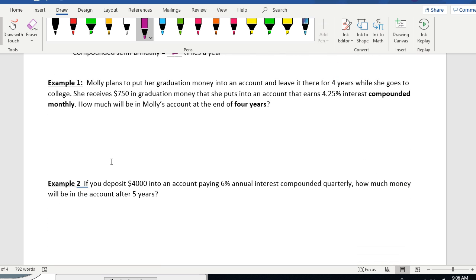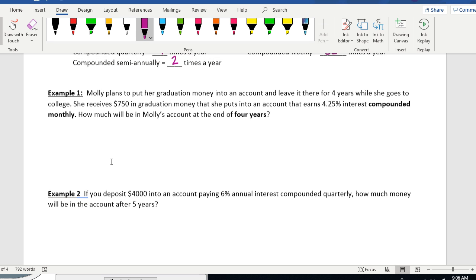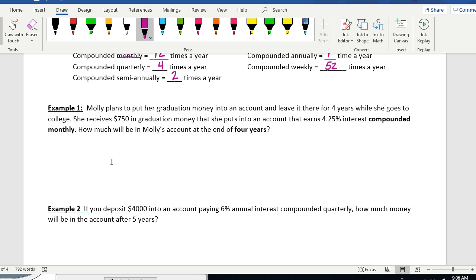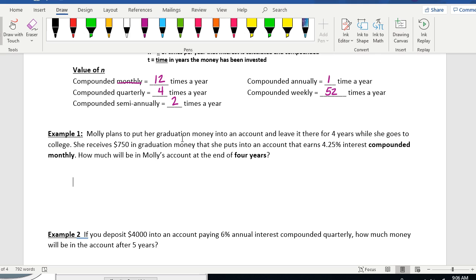Example 1. Molly plans to put her graduation money into an account and leave it there for 4 years while she goes to college. She receives $750 in graduation money that she puts into the account that earns a 4.25% interest rate compounded monthly. How much will be in Molly's account at the end of 4 years?